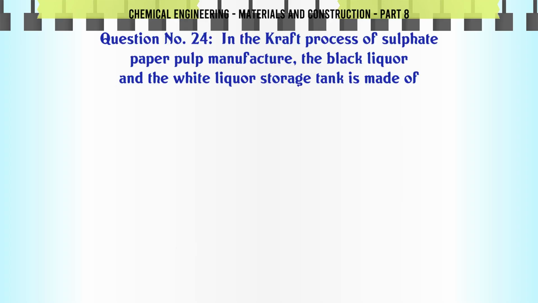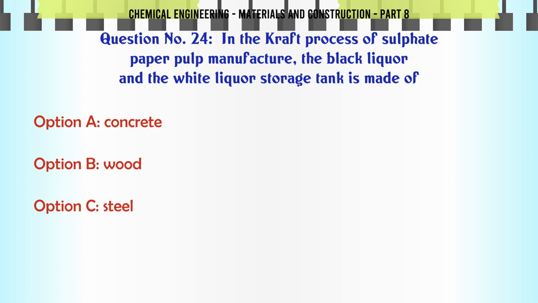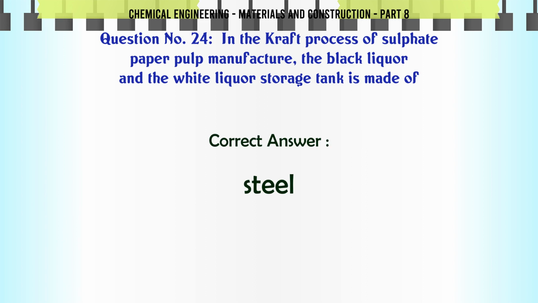In the kraft process of sulphate paper pulp manufacture, the black liquor and the white liquor storage tank is made of: A. Concrete. B. Wood. C. Steel. D. Porcelain. The correct answer is steel.